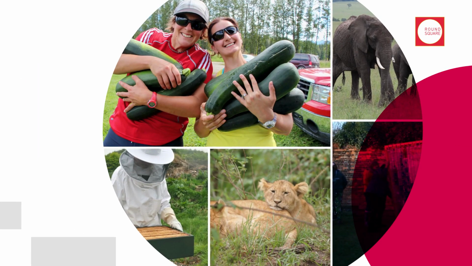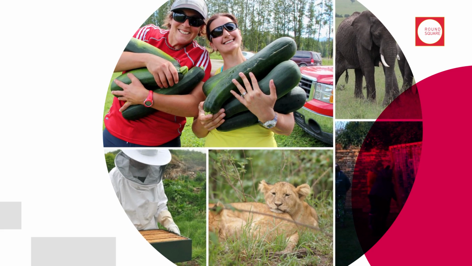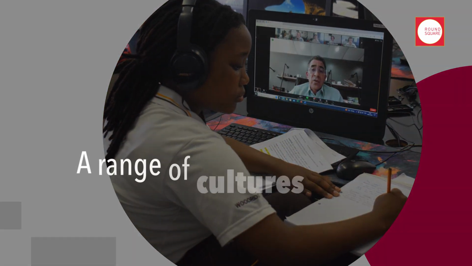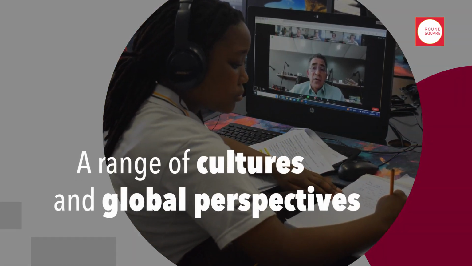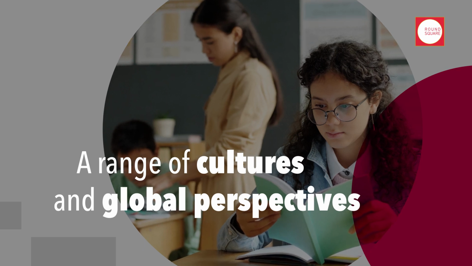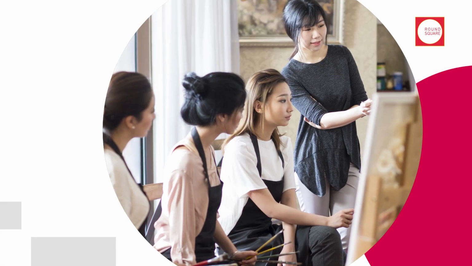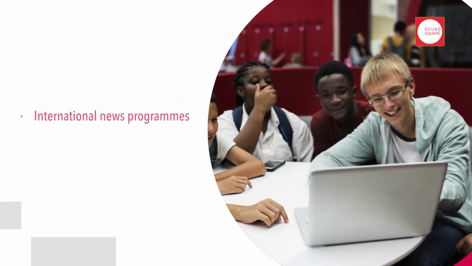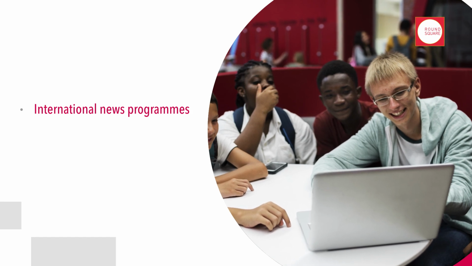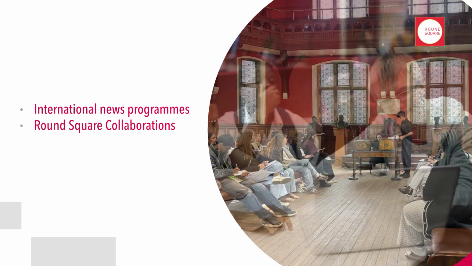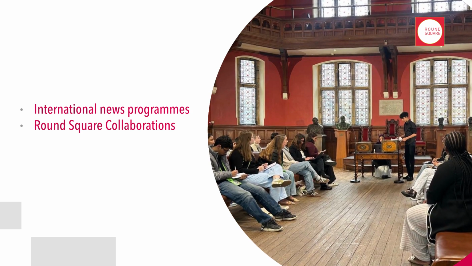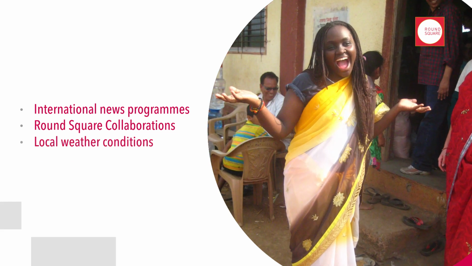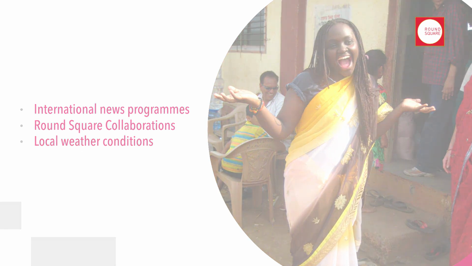You might build internationalism themes into your curriculum, for example, by changing your schemes of work to include a range of cultures and global perspectives. This might mean looking at what books you include in your English curriculum or the artists you focus on in art classes. Some schools use international news programs within their lessons, while other schools have taken part in Round Square collaborations where classes perform typical songs from their countries, share information about their local weather conditions, or become pen pals.